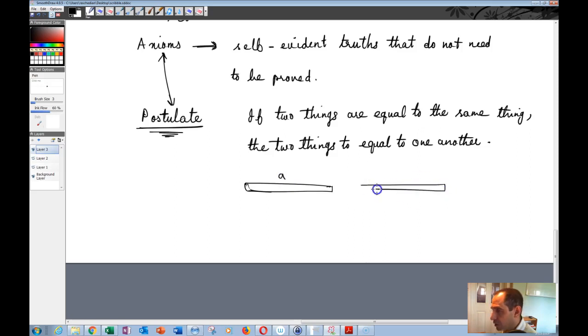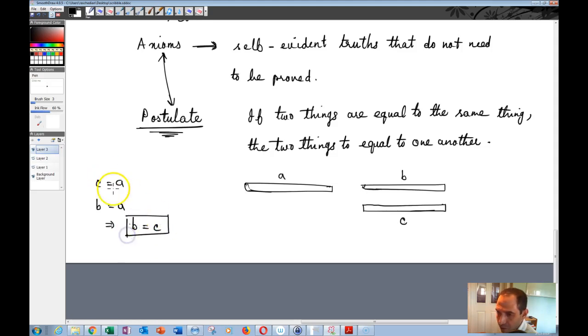You have another wooden stick that is equal in length to this wooden stick, call it B. I have another wooden stick, let's call it C, and I know that this wooden stick is equal in length to this wooden stick A. If C is equal to A, and also if B is equal to A, then that means these two wooden sticks are equal in length, meaning that B is equal to C. So if A is equal to C and A is equal to B, then B is equal to C.